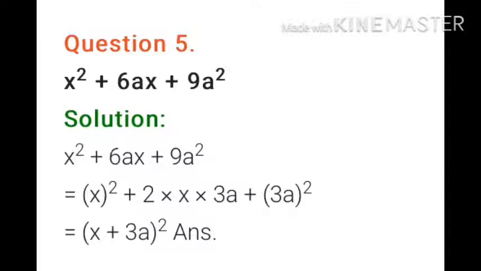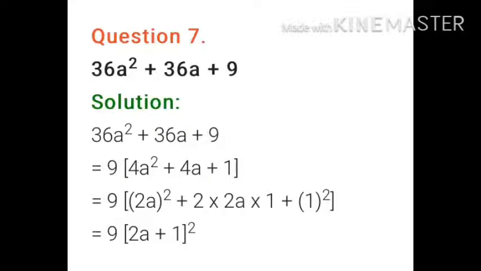Now the question number 5, x square plus 6ax plus 9a square. So there are again two squaring numbers, one is x square and the second is 9a square. Now x square plus 2 times x times 3a plus 3a whole square, which is equal to x plus 3a whole square, and we have to write twice x plus 3a, x plus 3a.